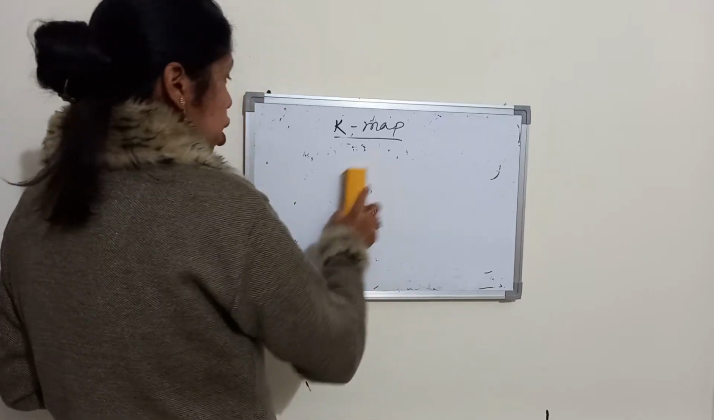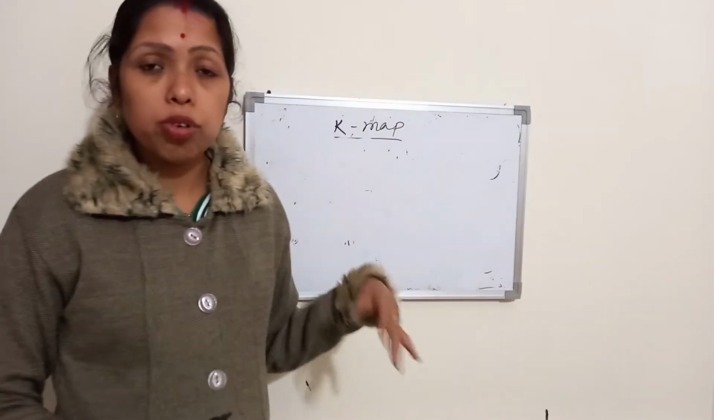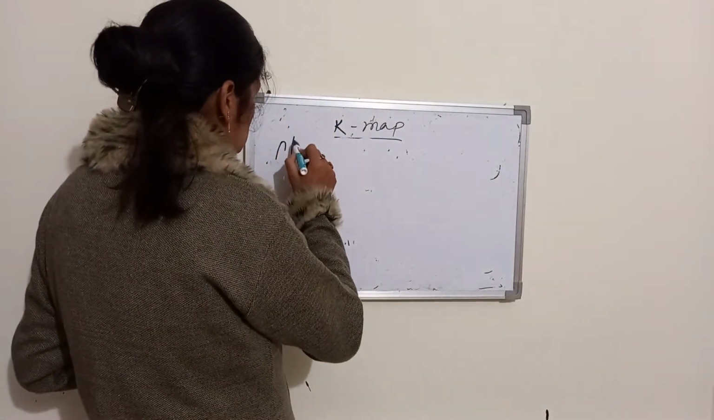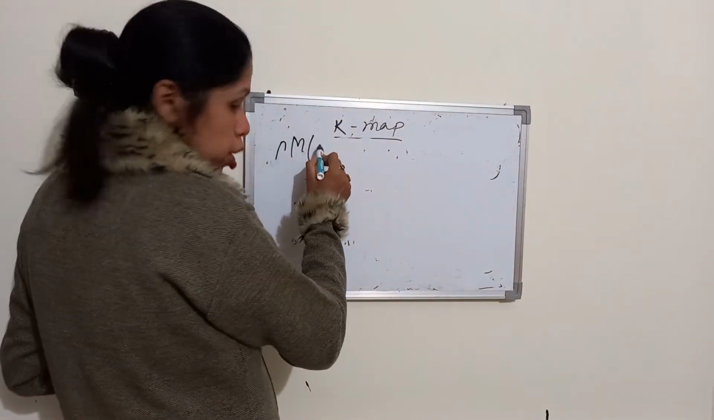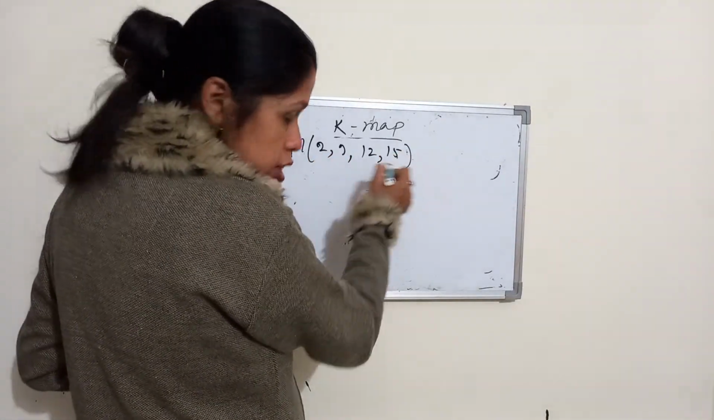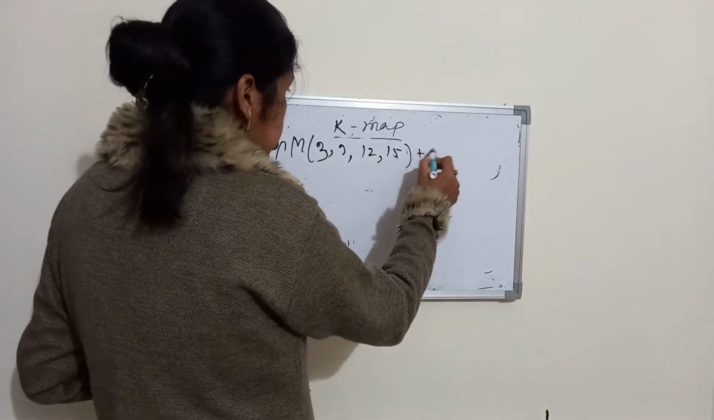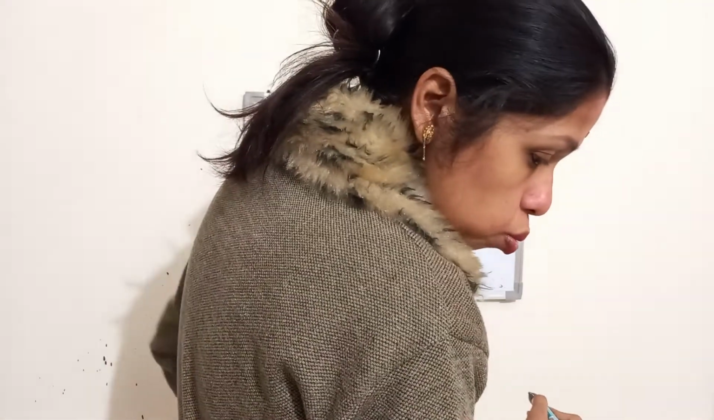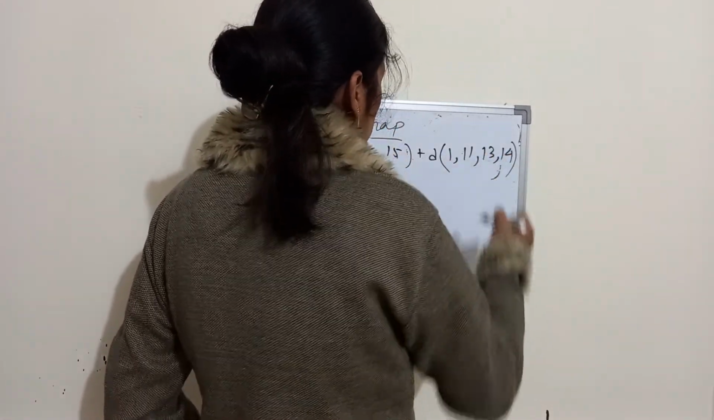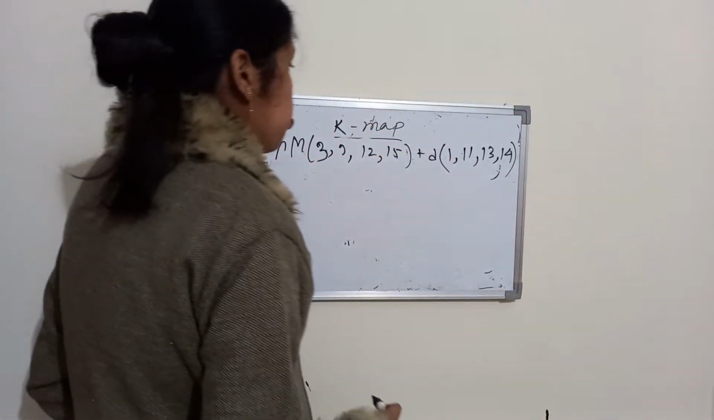Now, another condition for this is about the maximum. I hope all of you understand how you can minimize the maximum, or POS, by using the K-map. Now suppose some question is given for a variable: 2, 9, 12, 15, plus don't cares 1, 11, 13, 14.